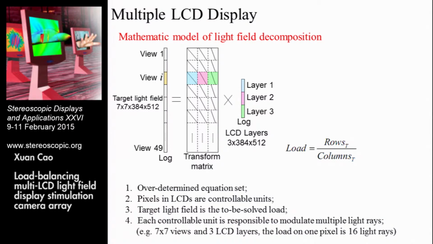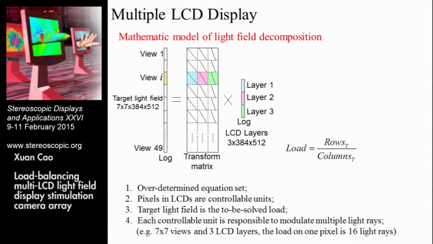Well, to analyze the performance of light field decomposition, we built a simple, direct but effective model to analyze the decomposition process. We vectorize the high-dimension light field into a long vector, and we also rearrange the high-dimension LCD layers into a much shorter vector in the same way. Now the high-dimension light field and the high-dimension LCD layers can be connected by a 2D transform matrix.